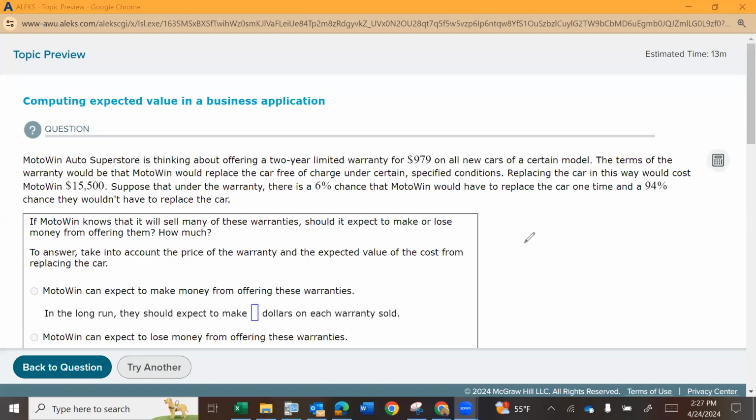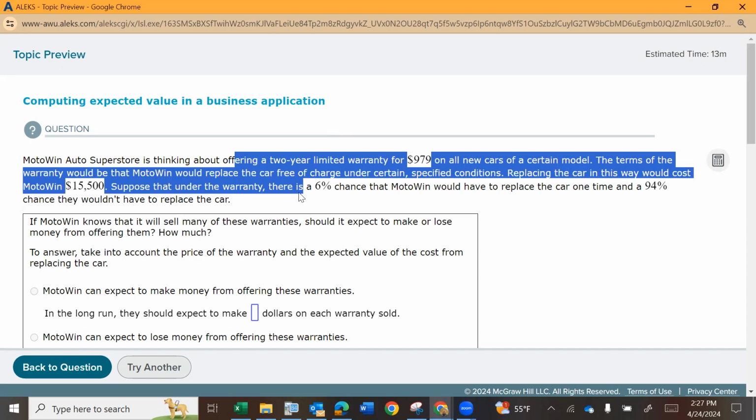All right, everybody, here we go with another one. So we've got computing expected value in a business application. This is going to be really similar to the last one, but it's going to look just a teensy bit different because it's a different scenario. That's really the main reason.